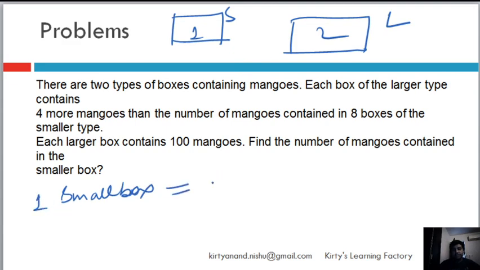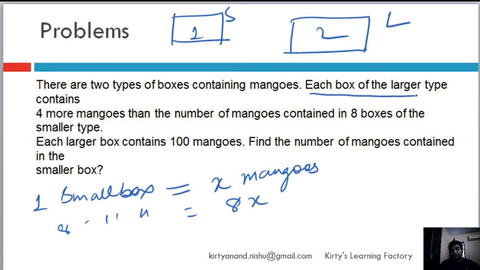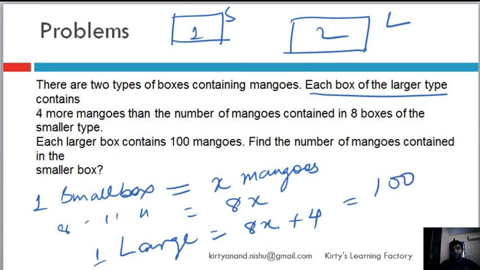So basically, let's say that one small box has x mangoes. Okay. And therefore, 8 small boxes will have 8x mangoes. And it says that each of the larger box has 4 more than the number of mangoes contained in 8 boxes of smaller type. So one large box will have 8x plus 4. Now it says that each larger box has 100 mangoes. So this is equal to 100, and then I solve it.